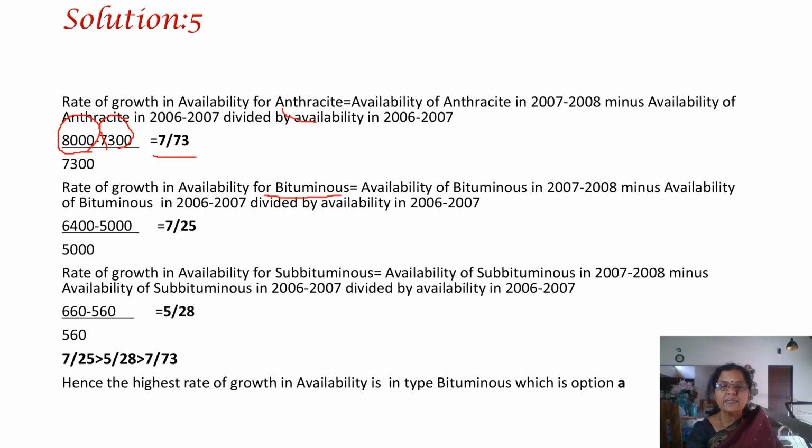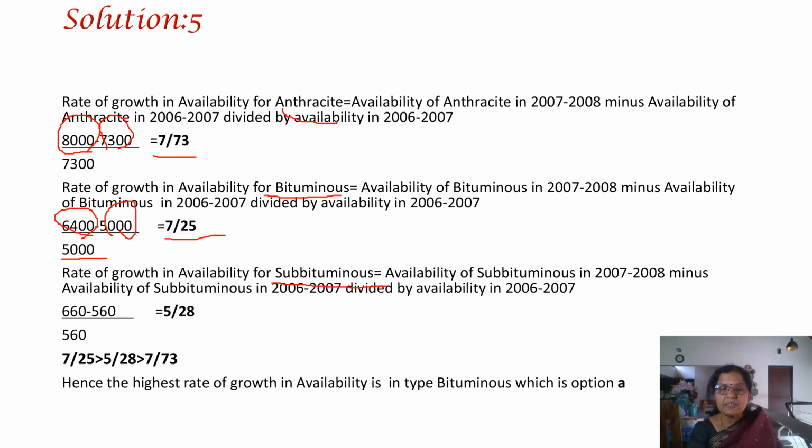Now we calculated anthracite. Now we are going to calculate bituminous type. The same thing. What is the available quantity in the second year? 6,400 minus the previous year, divided by the base. So what is the growth in availability for bituminous? It is 7 by 25 parts. And then the same thing for the third type, sub-bituminous type.